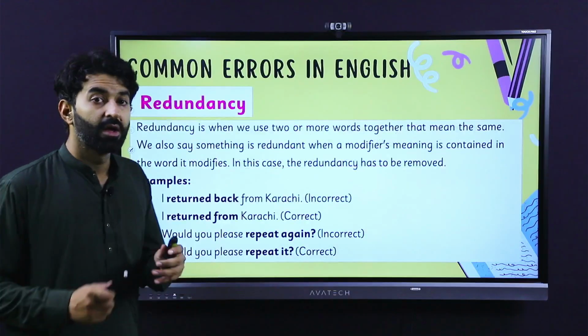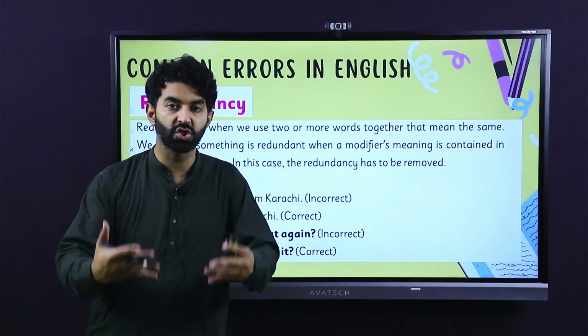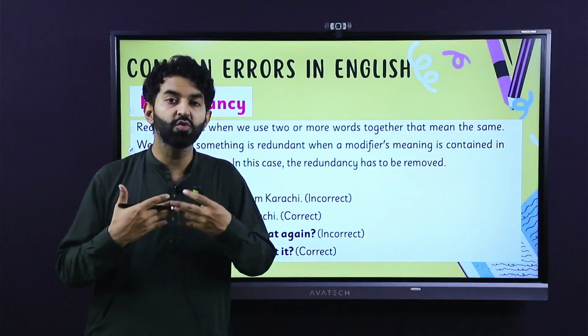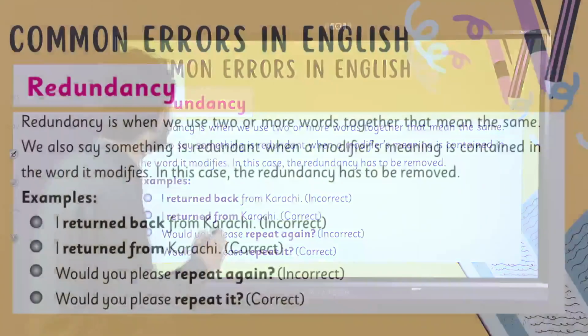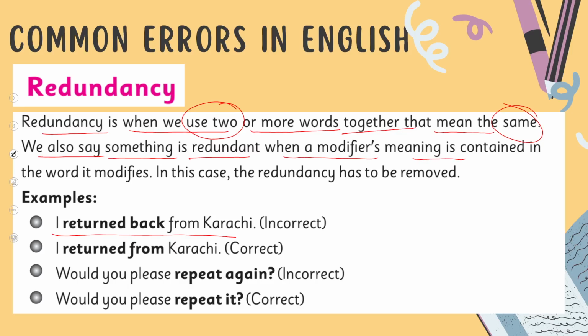Next, we have a very common error, which is redundancy. Redundancy means repetition over and again, using two words just for one purpose. For example, I returned back from Karachi. This is incorrect. Redundancy is when we use two or more words together that mean the same. We also say something is redundant when a modifier's meaning is contained in the word it modifies. So it is already contained in the word, and if we still modify it, then this will be incorrect.